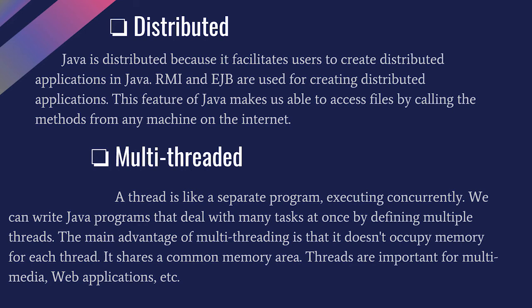Distributed. Java is distributed because it facilitates users to create distributed applications in Java. RMI and EJB are used for creating distributed applications. This feature of Java makes us able to access files by calling the methods from any machine on the internet. Multi-threaded. A thread is like a separate program, executing concurrently. We can write Java programs that deal with many tasks at once by defining multiple threads. The main advantage of multi-threading is that it doesn't occupy memory for each thread. It shares a common memory area. Threads are important for multimedia, web applications, etc.